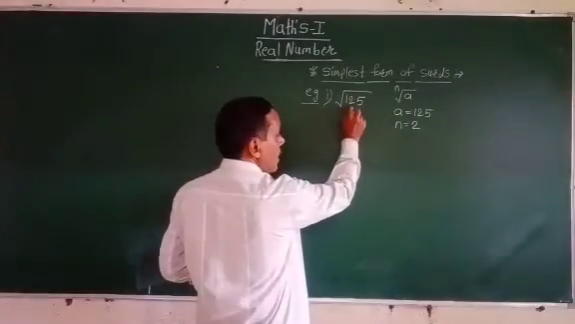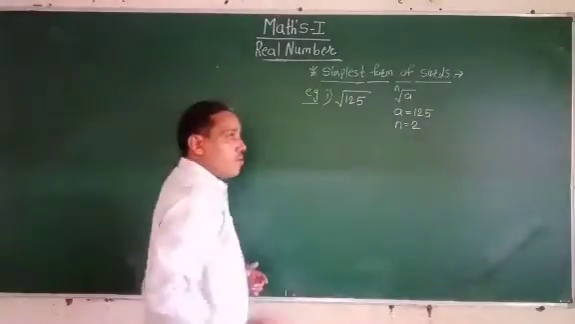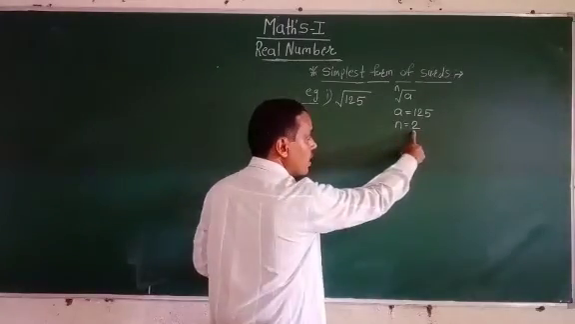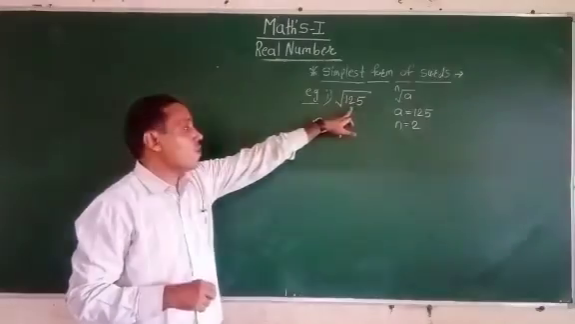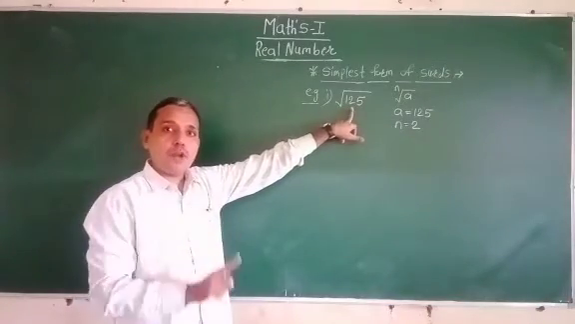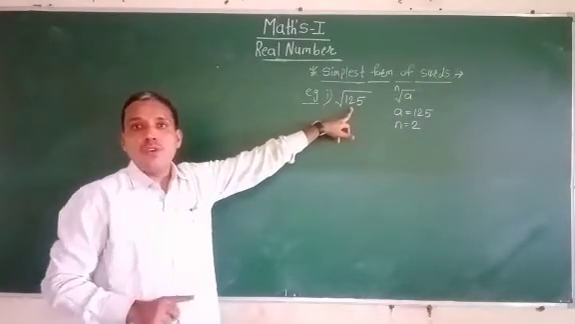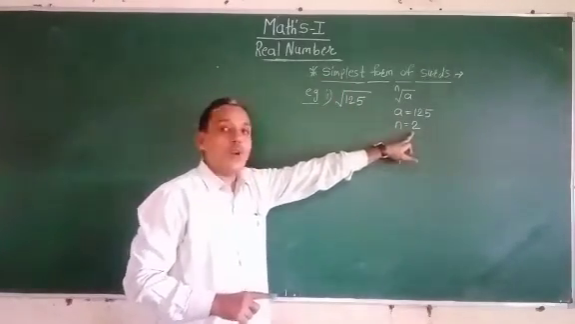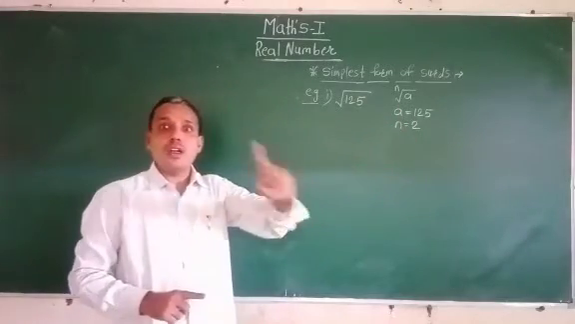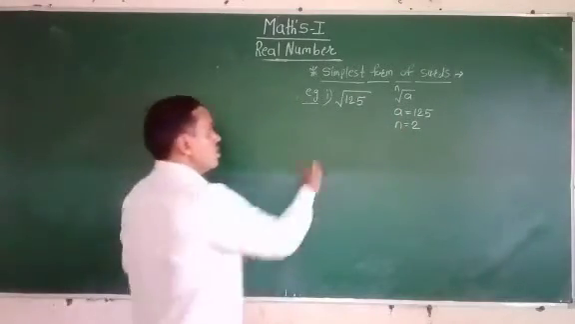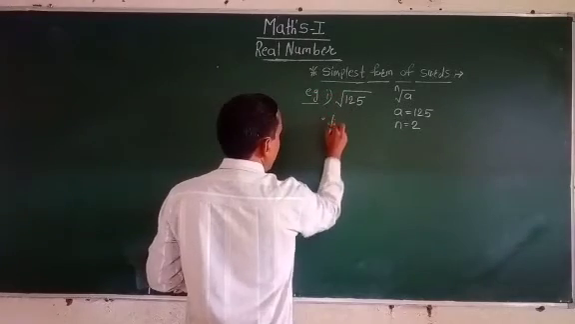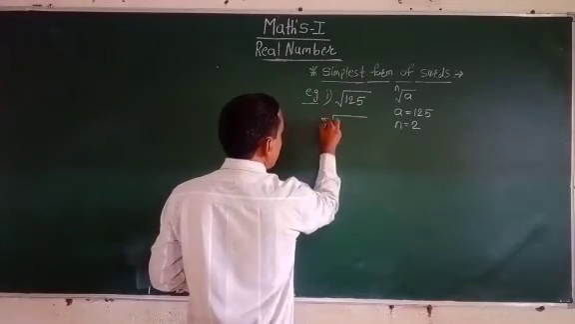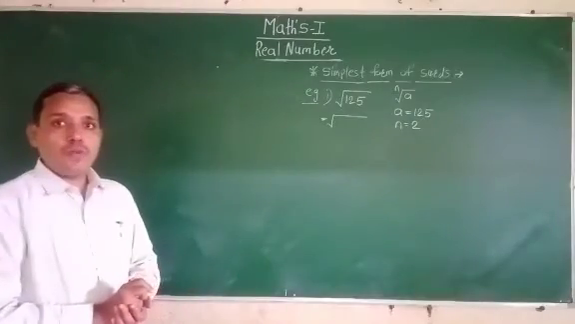That means we are converting that 125, but we never forget about that 2. We get the product form of 125. In that product form, we find the square root of any one number in that product. So we convert that 125 into product form.